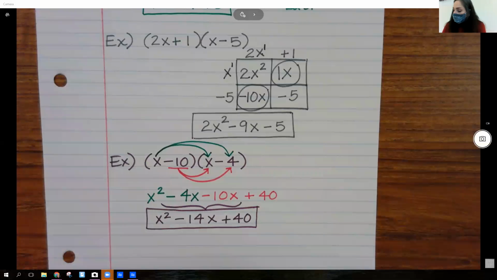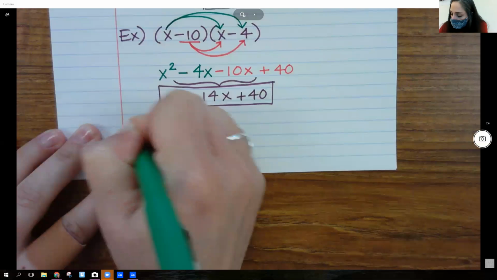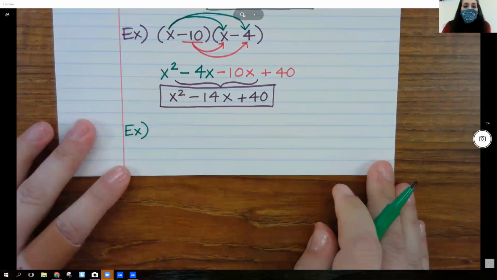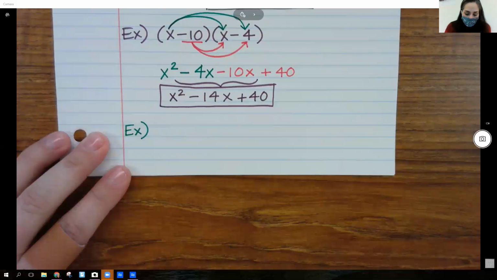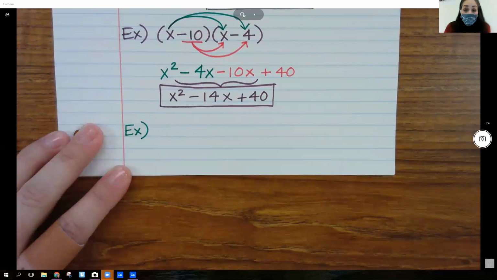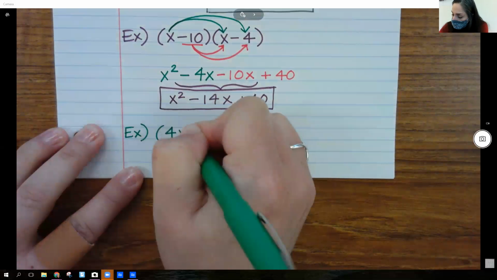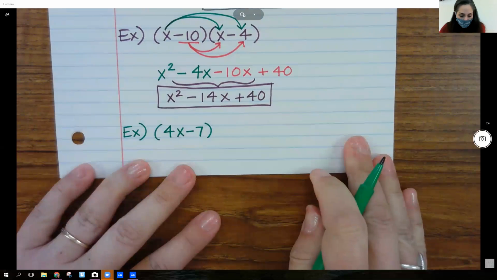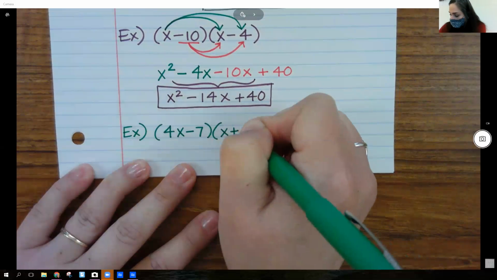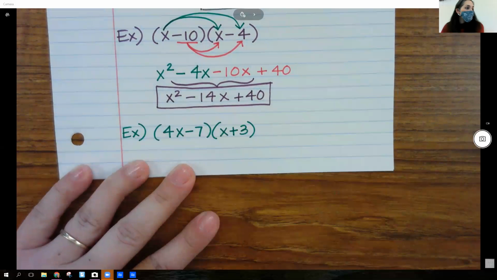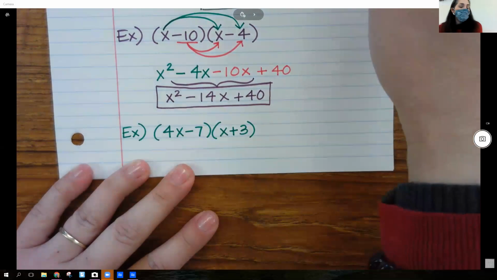One more example, okay? And then we jump into the homework. And if you feel confident with what you're doing, then you are good to go for the day, okay? So let's just do one more. Try this one on your own, and I'll go over it in a minute or two. Okay, try this one. Use any method that you prefer.